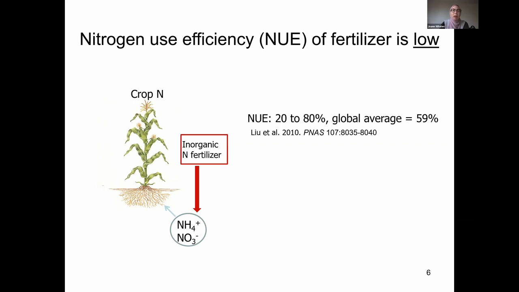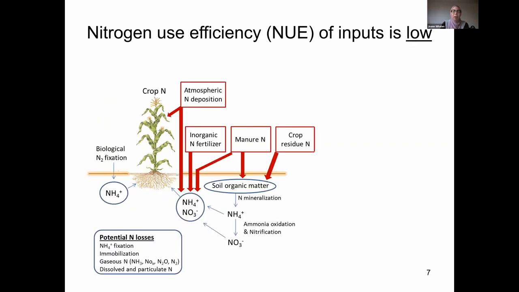And plants have a certain efficiency for this. Their efficiency might be quite variable. It can range anywhere from 20 to 80%, with a global average of about 60%. An average of 60% nitrogen use efficiency means that 40% of it is gone someplace. So what happens to it is an interesting question.